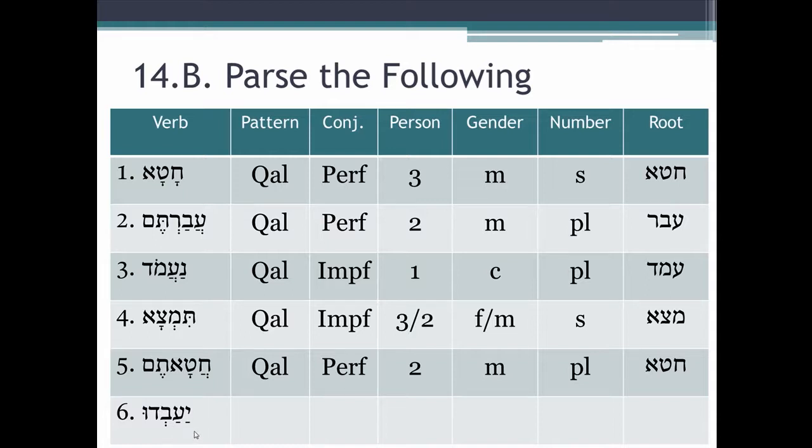Number 6, ya'avdu. Does it have a prefix? Yes, it does. It's from avad, and a yod prefix with the shureq at the end, the long U vowel, is going to always be third masculine plural. So Qal imperfect third masculine plural.